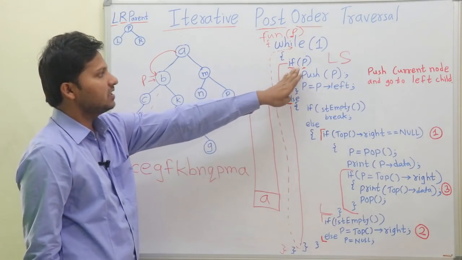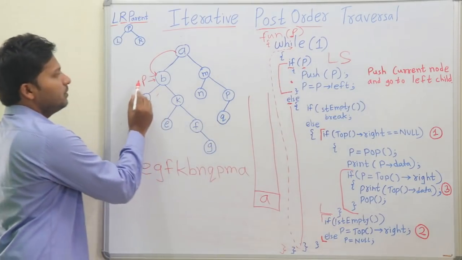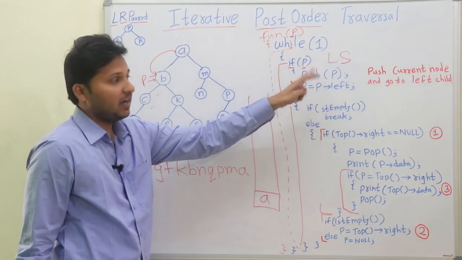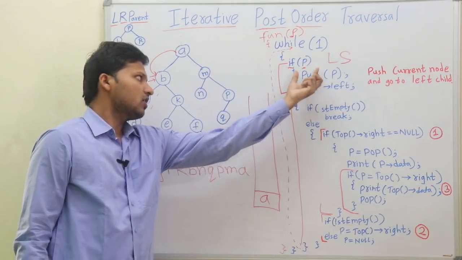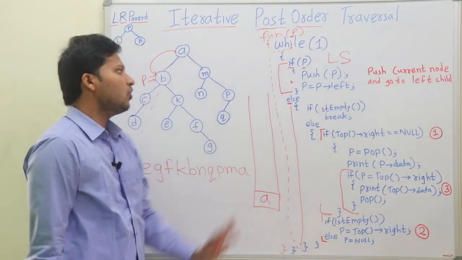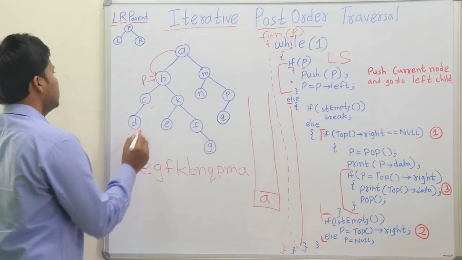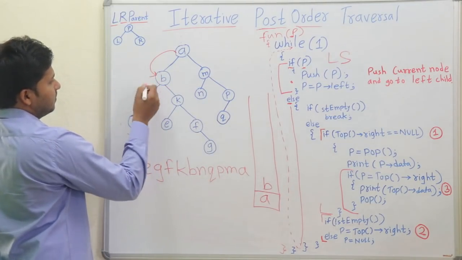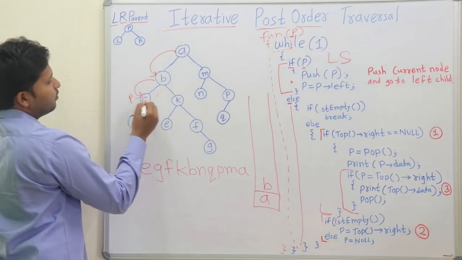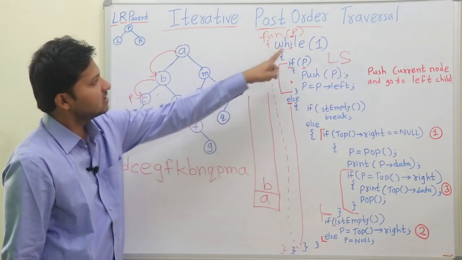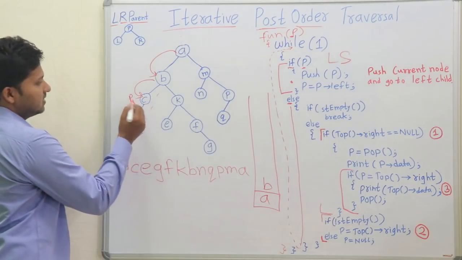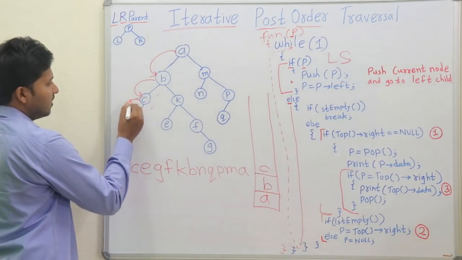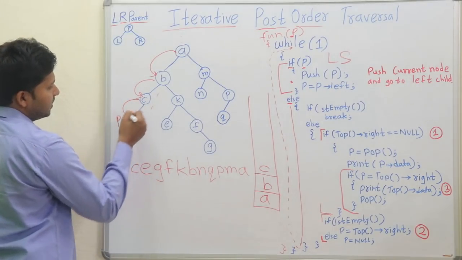Again in the next iteration, check if P. Now P points to B, so P exists. This if condition is satisfied and we will go inside this block. So push P and go to the left of the current node. See, push P, that is the node B, and go to the left. Now P points to C. Again go to the next iteration. Again C exists. So push C and go to the next left child of C.